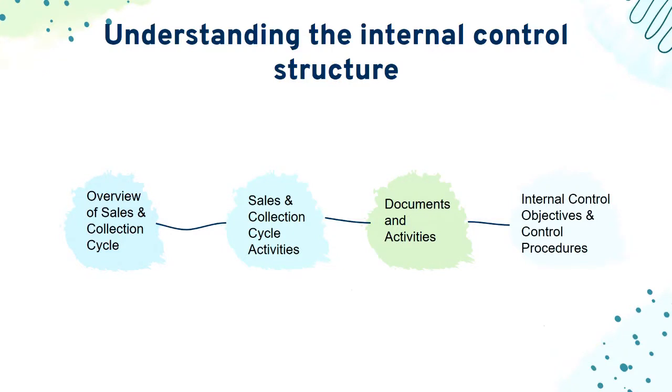There are 4 things that can help us to understand about the internal control structure. The first one is overview of sales and collection cycle. The second one is sales and collection cycle activities. Third is documents and activities. And the fourth one is internal control objective and control procedure.